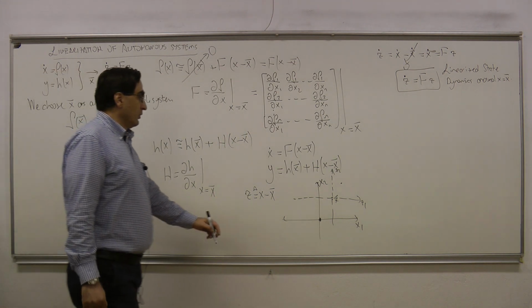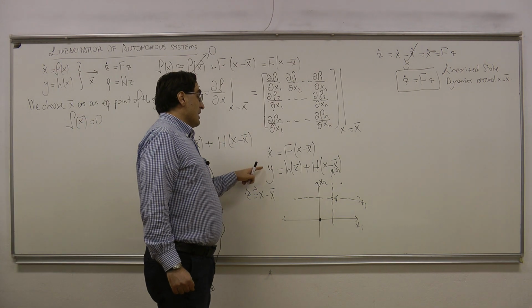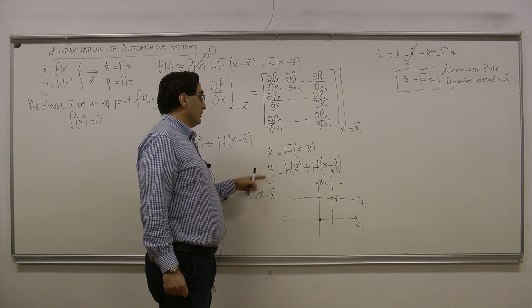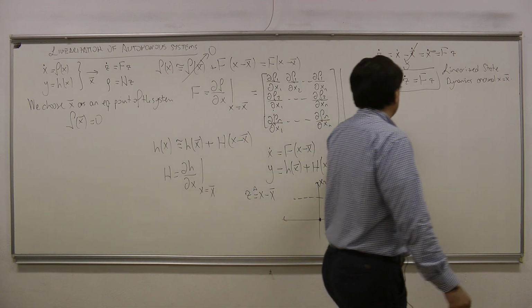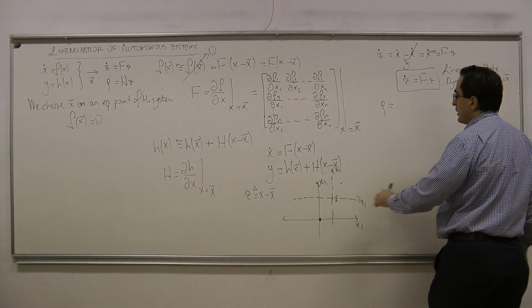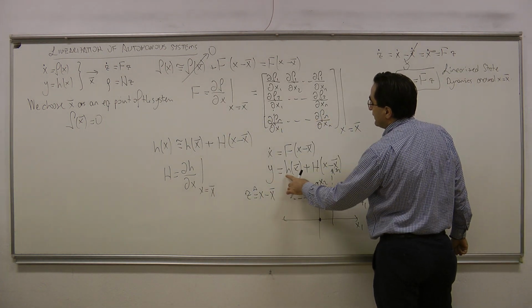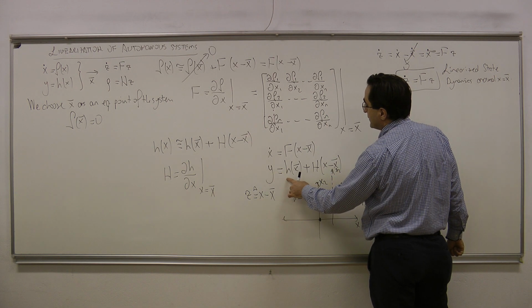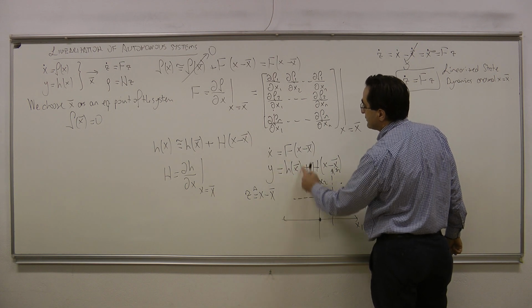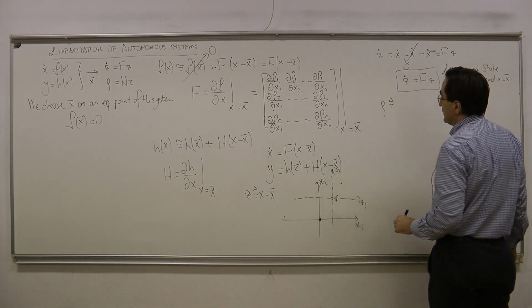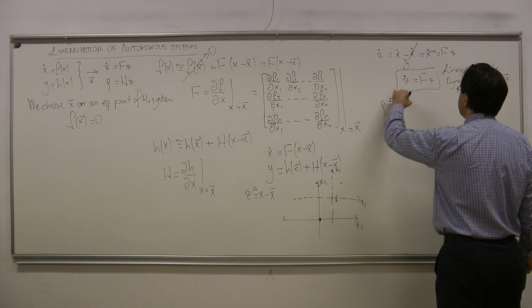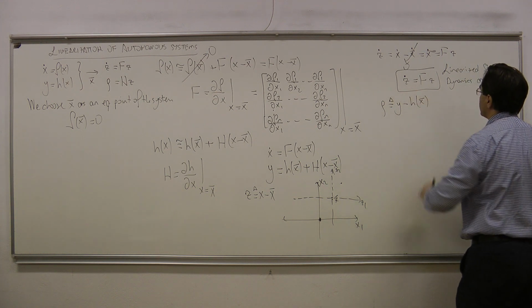And let us go into the output equation. Now what I'm going to do is define a new output variable. So instead of the output variable y, I'm going to define another output variable whose origin would be at this value, h of x bar. So I'm going to define my new output variable as y minus h of x bar.